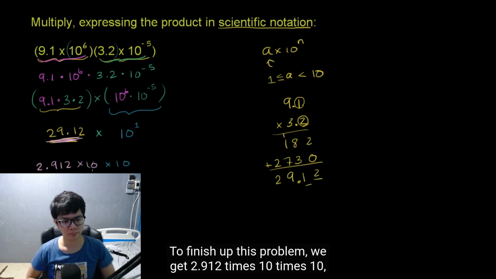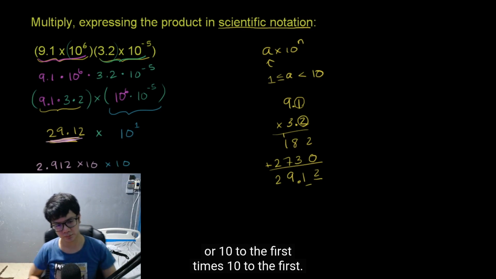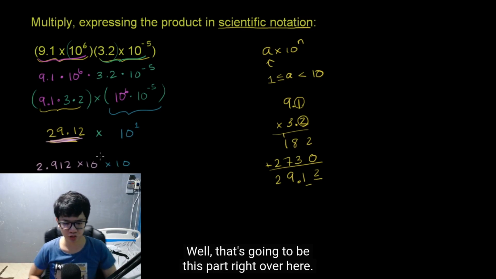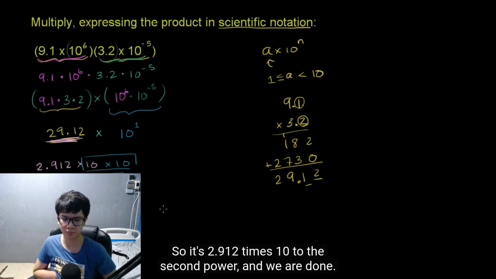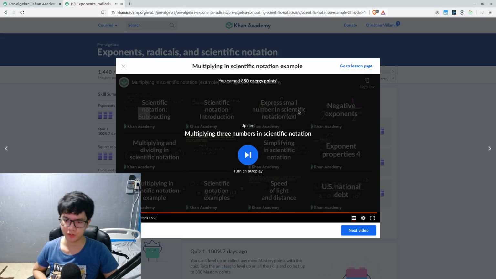So to finish up this problem, we get 2.912 times 10 times 10, or 10 to the first times 10 to the first. Well, that's just 10 squared. So it's 2.912 times 10 to the second power. And we are done.